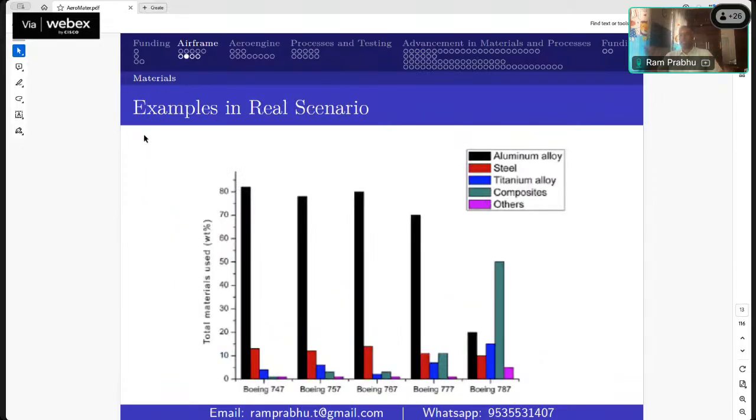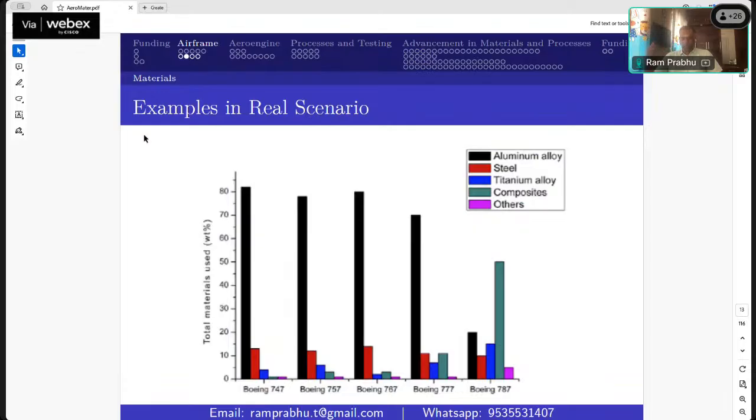Just to give an idea, in Boeing aircraft, from Boeing's older version to the present version, 747 to 787, you can see the amount of aluminum alloy usage has been drastically reduced, and the composites, mainly CFRP, usage has been increased from 747 to 787. You can see the pattern very clearly. Titanium and steel more or less stay the same. In fact, steels are replaced with titanium alloys, especially in the high strength regions.